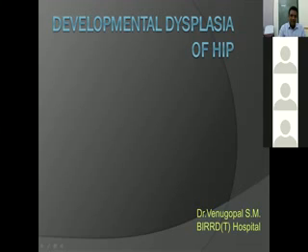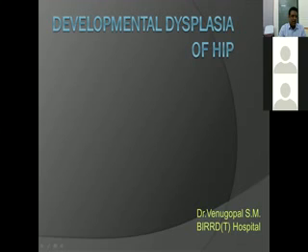So today I will be telling you briefly about congenital dislocation of hip. What is the meaning of congenital dislocation of hip? Congenital means that anything which occurs during birth or by birth should be present. Dislocation means, as you all are aware, that any joint is made up of two articulating surfaces.